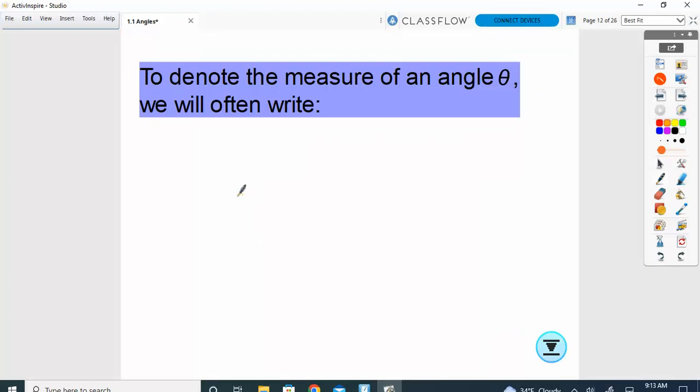For us, when we're talking about the measure of an angle, a lot of times we'll put a lowercase m for measure of an angle, and then whatever the angle is named. So whether it's measure of angle A or measure of angle B. So when you see that little m, that means just give me the measure.